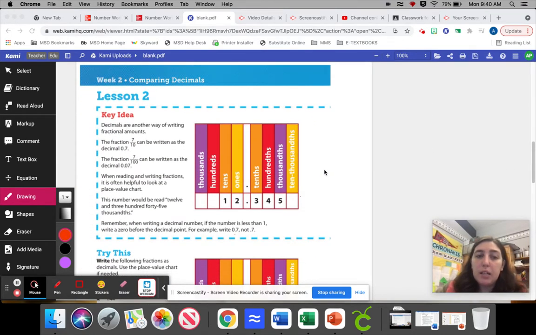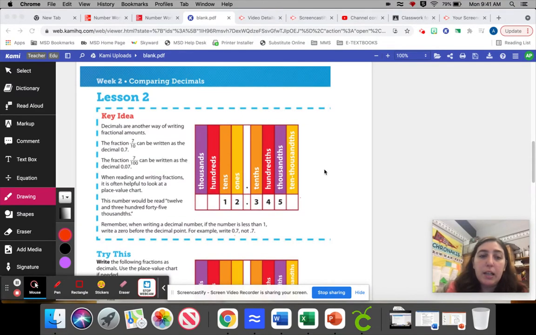We're still comparing decimals, but our key idea today is that decimals are just another way of writing fraction amounts. So we're going to use this place value chart when we're looking to convert a fraction into a decimal or to write a decimal into a fraction. So a lot of what we're doing is just going back and forth between the two different forms. We have some examples to our left over here in the key idea section.